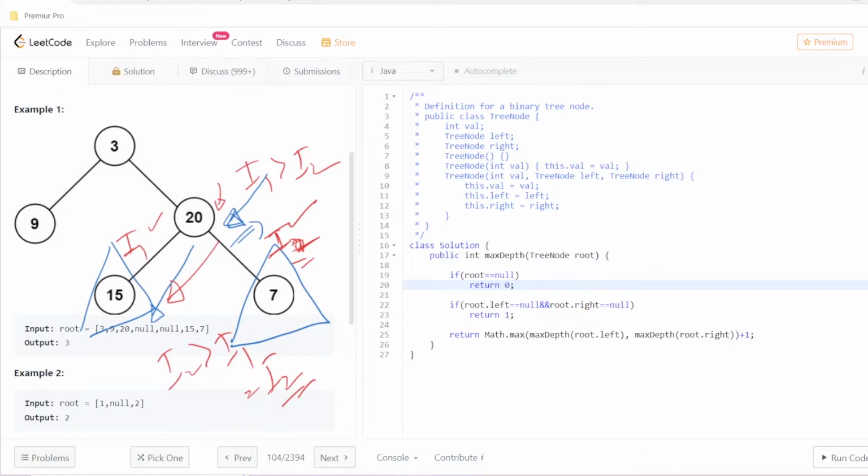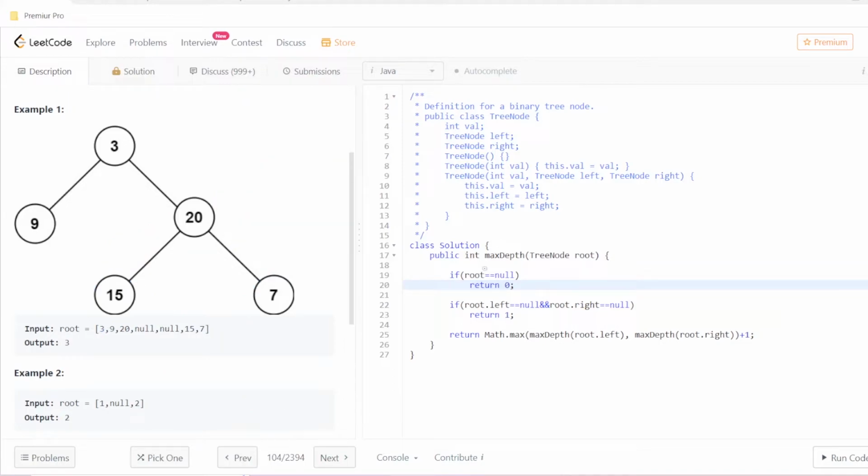Code is pretty straightforward here. When root is null, so when root is null, you don't have any length, so we return 0. When root left is null, root right is null, means we basically reach the leaf node, so we'll return 1. Why we return 1 here? Because this leaf node's contribution in the maximum path length is 1, so we return 1 here.